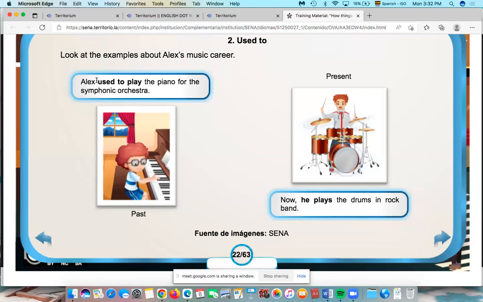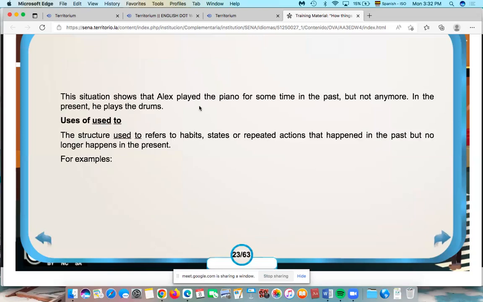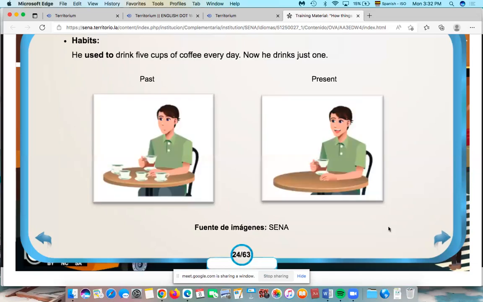Entonces yo puedo decir, I used to sing when I was a kid. Now I don't like singing. Is an example, right? So the situation was different in the past. We use the expression used to, right? When the situation changed, right? Something happened and it is not the same anymore, yes? So we're going to check some examples here, right?